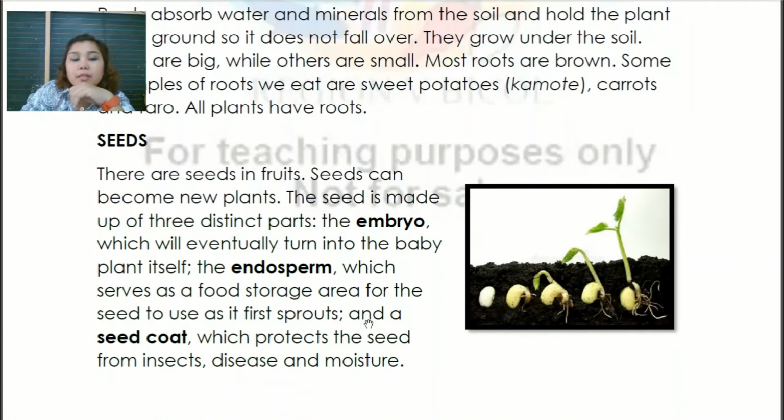Okay, next the seeds. There are seeds in fruits. Seeds can become new plants. The seed is made up of three distinct parts. The embryo, which will eventually turn into the baby plant itself. The endosperm, which serves as a food storage area for the seed to use as its first sprouts. And a seed coat, which protects the seed from insects, disease, and moisture.